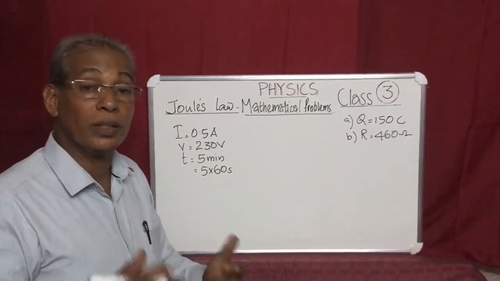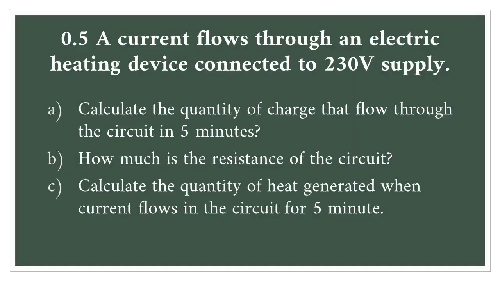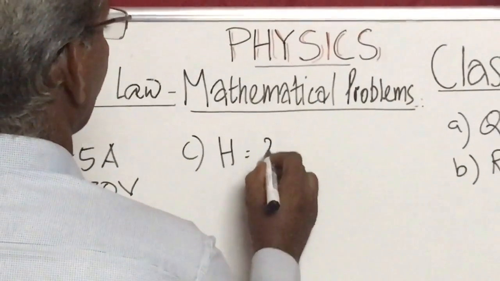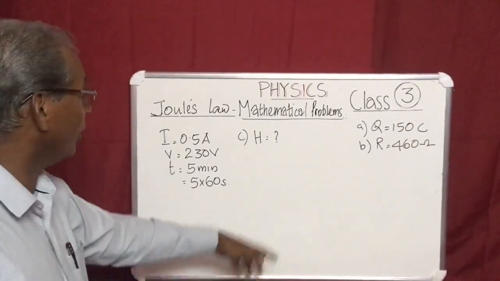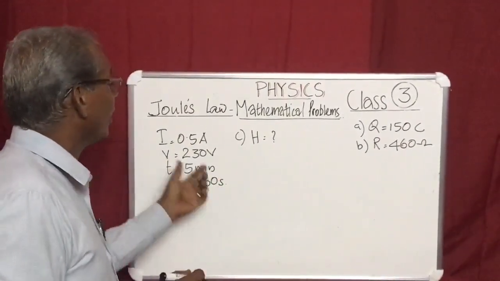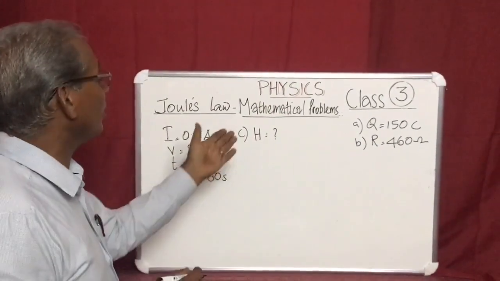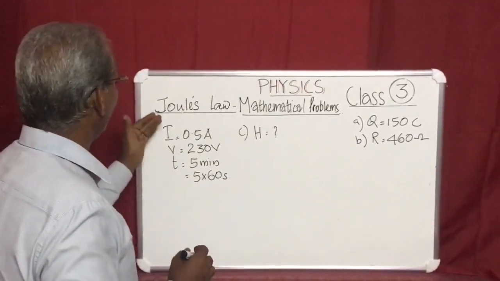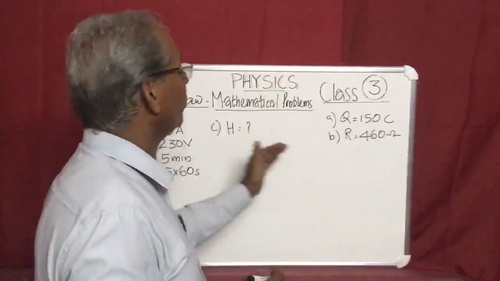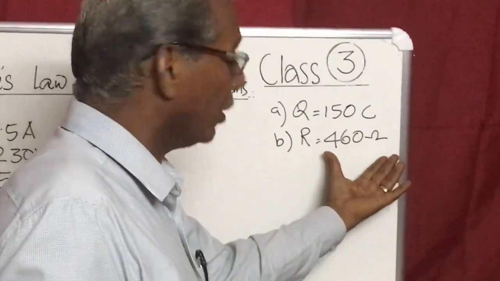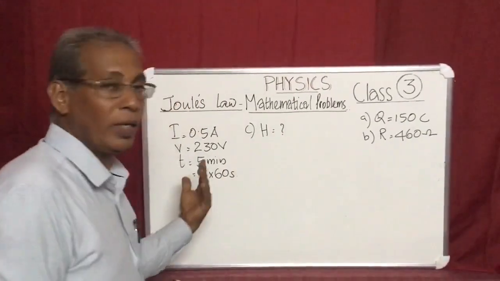Now we go to the third and final part, C part. Calculate the heat generated when current flows in the circuit for 5 minutes. So we have to calculate H. The condition is time 5 minutes, current should pass through this circuit. What is the heat produced? So the data here, I is there, V is there, and we calculated the resistance in B part. So all three data we have.